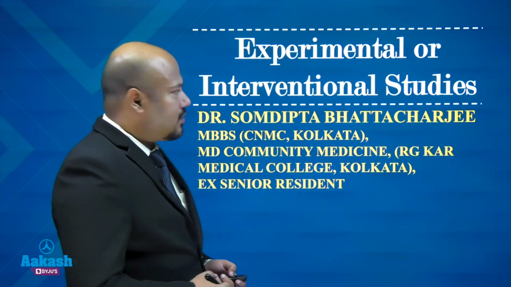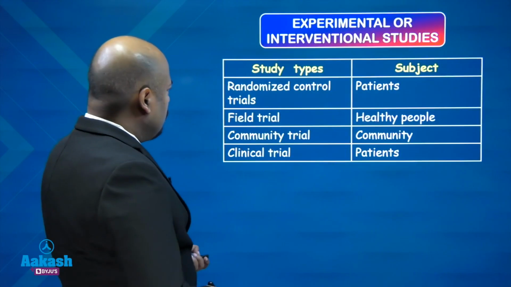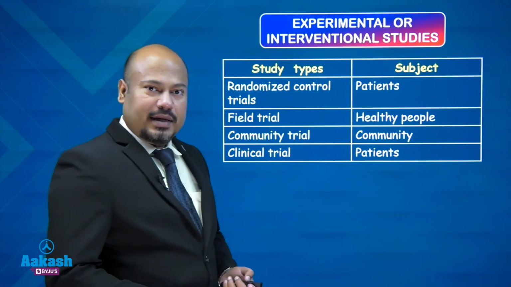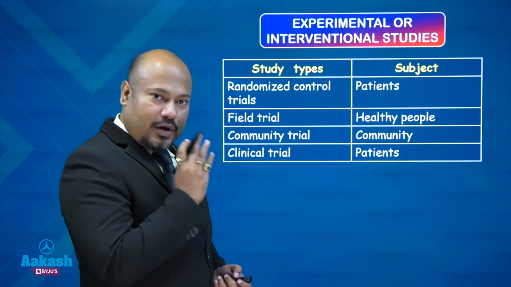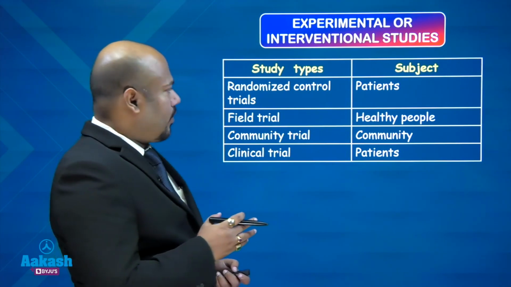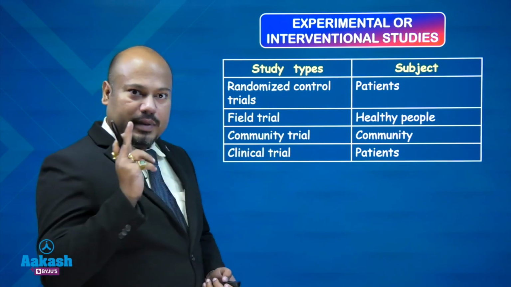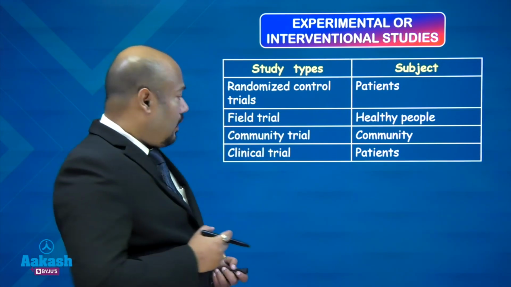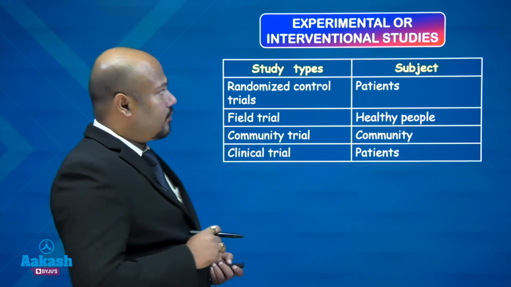Hello friends, let's discuss a very vital topic, experimental or the interventional studies. So what are the study types under the experimental studies? Randomized control trial, field trial, community trial and clinical trial, okay? So under RCT, what is the subject? Patient. Under field trial, it will be the healthy people. Under community trial, the community, and the clinical trial, the patients.